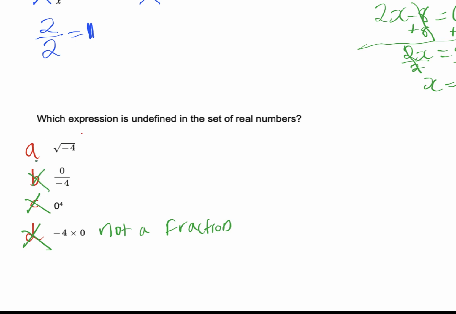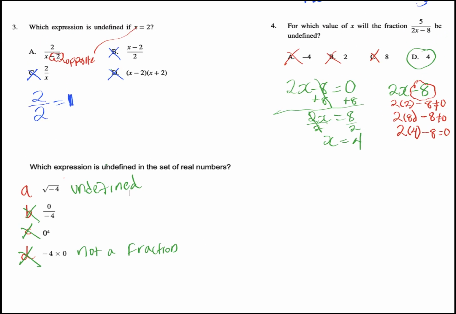However, A is a negative square root. And remember at the beginning of the lesson, I said that the GED folks threw in this extra caveat where they say, oh, if you have a negative square root, the square root of a negative integer, this is considered undefined.